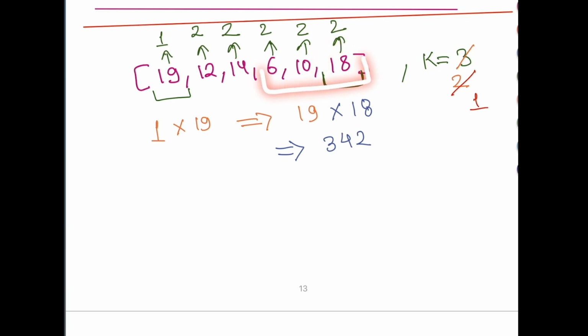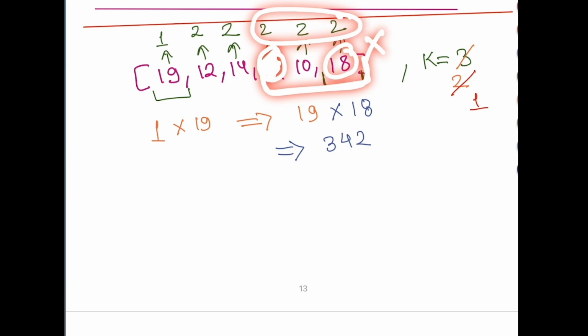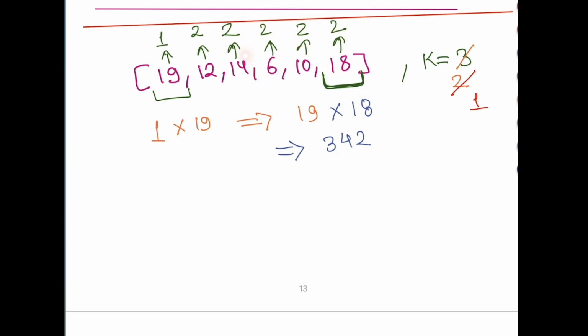So if this is our subarray 6, 10, 18, we will have to choose 6 because all of them have the same prime scores. So all of them have the highest prime score, and we will have to choose the leftmost, which is 6. So I cannot choose 18 anymore, right? What is the next biggest element? It is 14. So now can I create a subarray which has 14 as the highest prime score element?